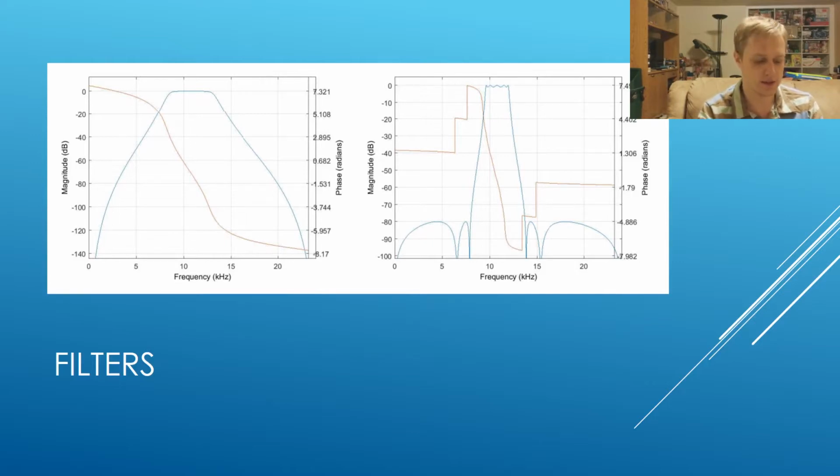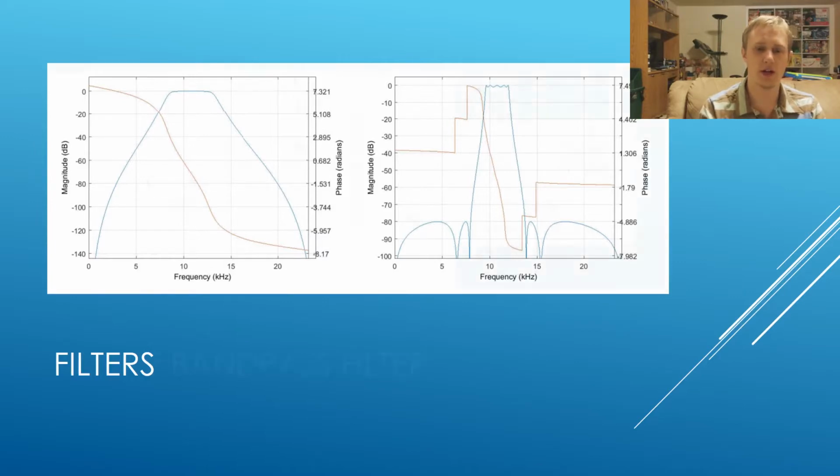The picture on the right is the magnitude and phase of an elliptical bandpass filter. This type of filter is designed to have a very small transition region. It only takes around 1 kHz to fall to -60 dB. But this results in ripples in both the stop band and the pass band.